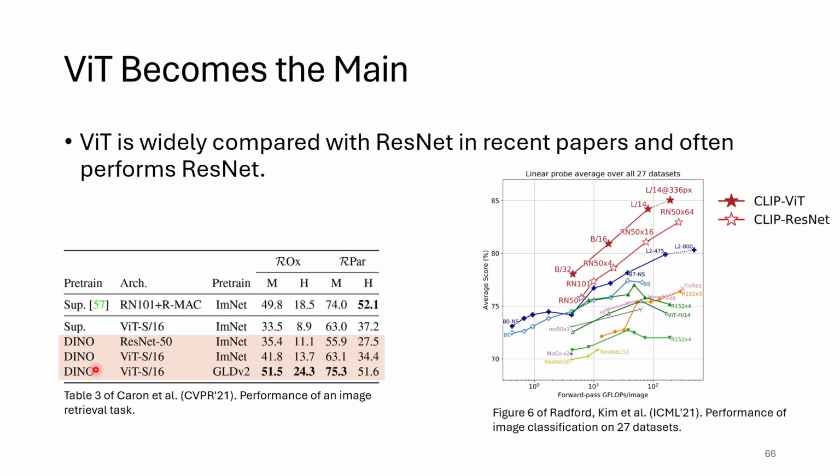So this is the table 3 of the paper of Dino. As you can see, they try different backbones. One is convolution ResNet 50, another is vision transformer, and they found that vision transformer generates better performance results.